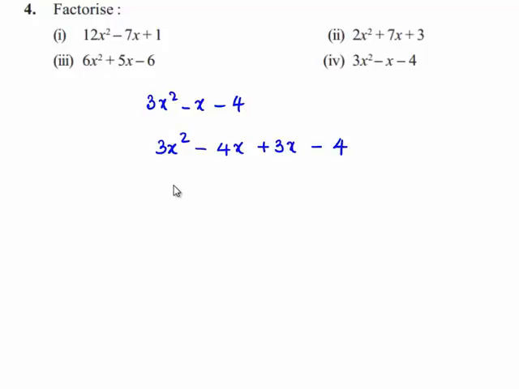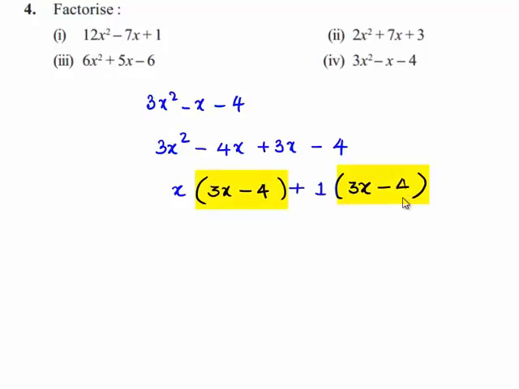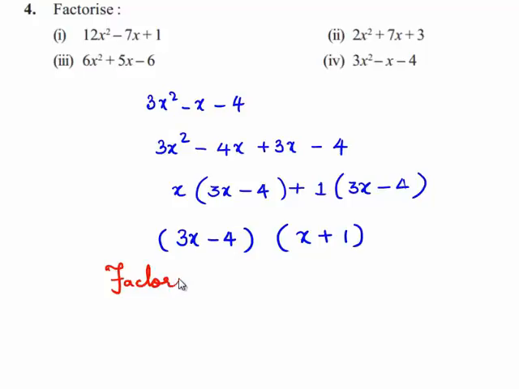So taking x as common from first and second terms, we get x times 3x minus 4 plus, taking 1 as common from third and fourth terms, 1 times 3x minus 4. So we can find 3x minus 4 as the common. So 3x minus 4 times x plus 1. Now the required factors are 3x minus 4 and x plus 1.